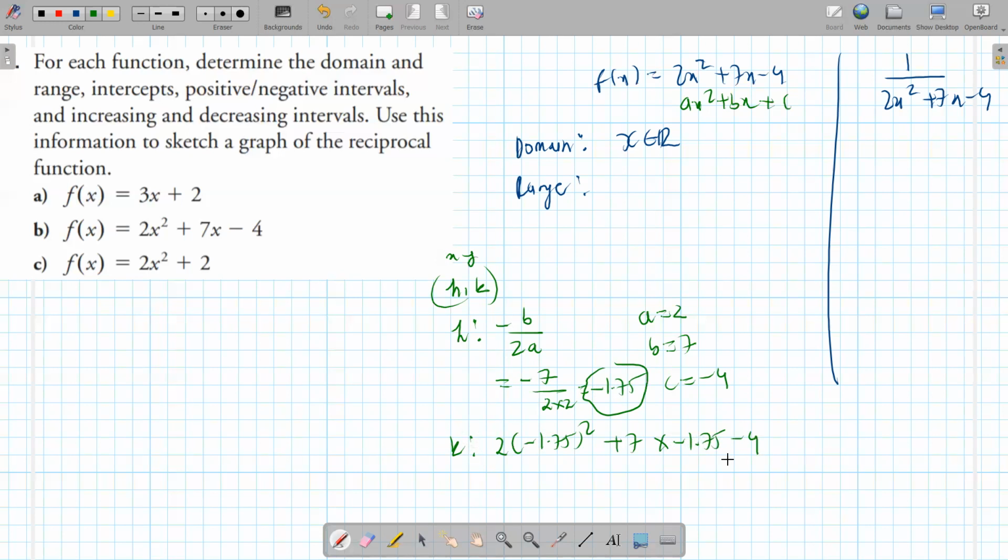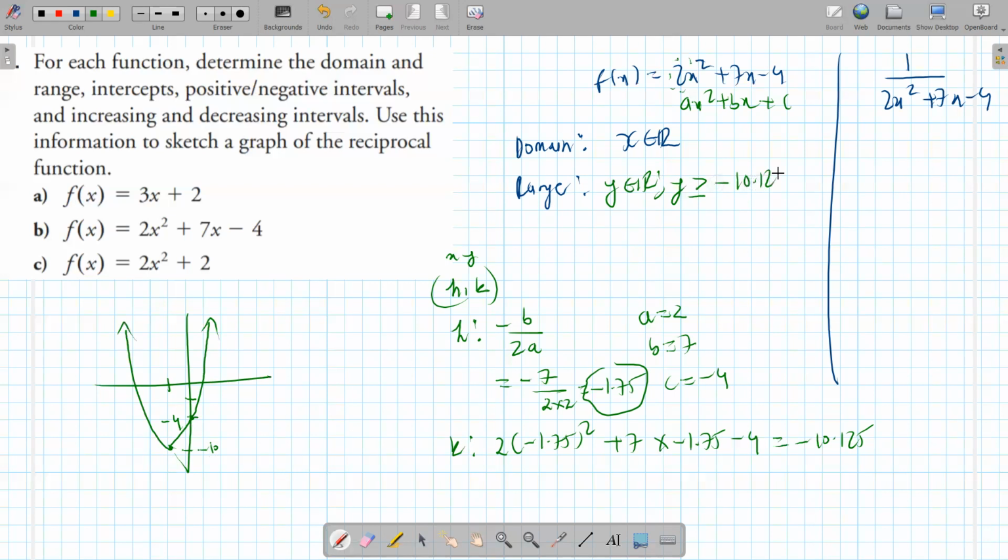So 2 times minus 1.75 squared plus 7 times minus 1.75 minus 4, and we get minus 10.125, okay? So this is a quadratic that opens upwards because the a value is positive. We know the y-intercept is at minus 4, and we know the vertex is at negative 1.75 and negative 10.125. Okay, so it's going to look something like this. Cool? So the range for this is y greater than or equal to negative 10.125.